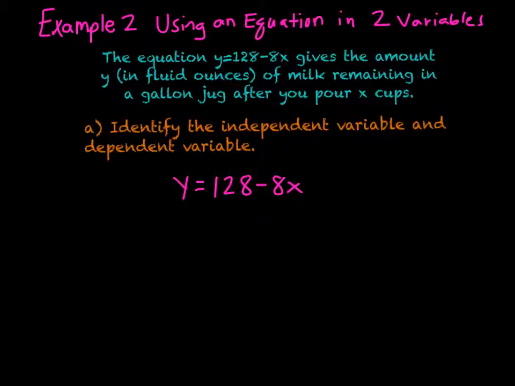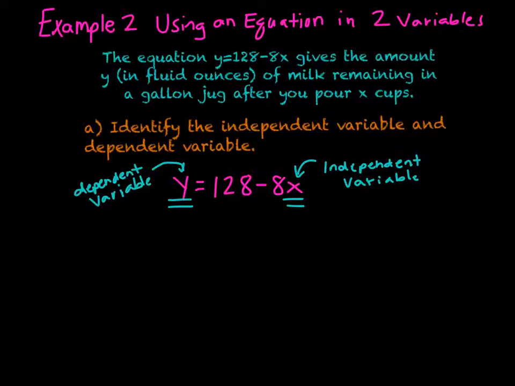Because the amount y remaining depends on the number x of cups you pour, y happens to be the dependent variable. So that means that x is your independent variable. The reason that works out is because basically what we're saying is that x can be any number. Let's say x was 2. If x is 2, then y becomes something else as well.